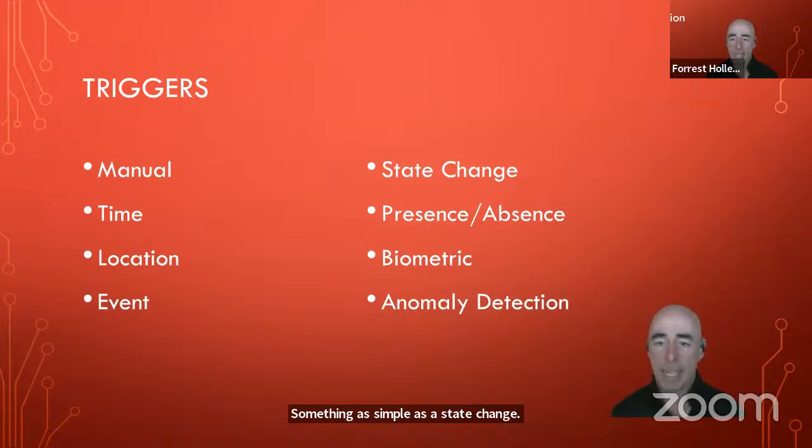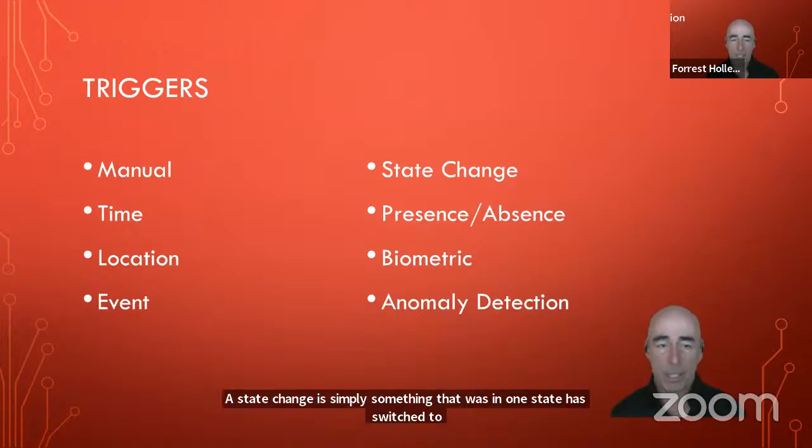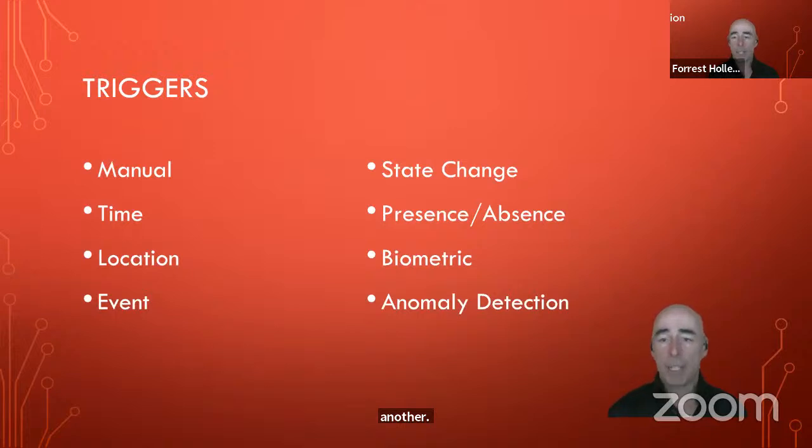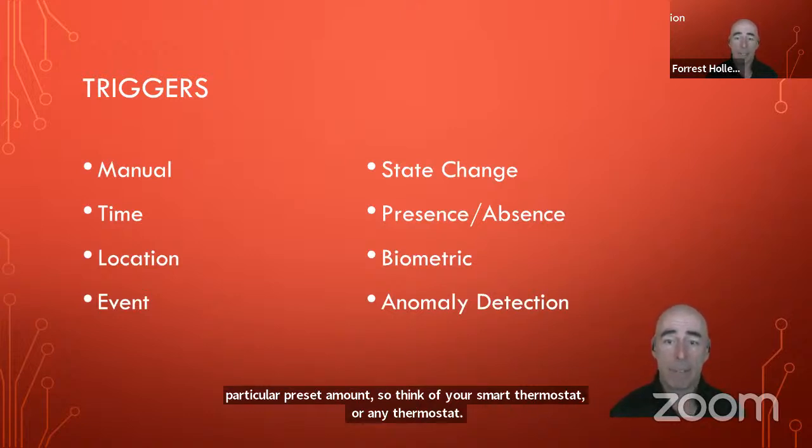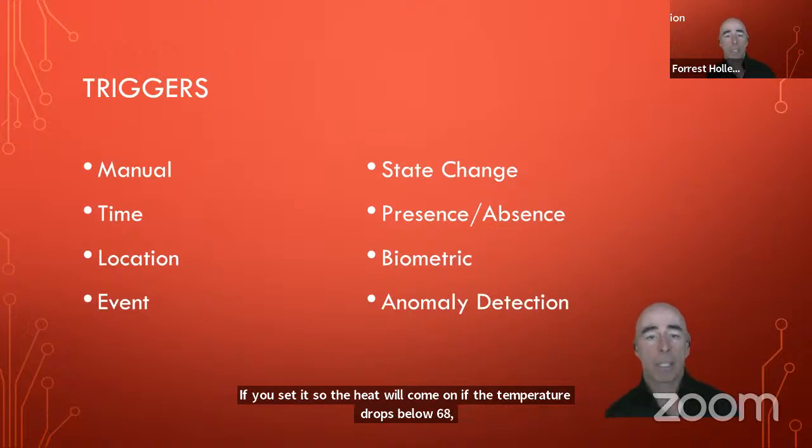So it could be a physical switch. It could be a temperature has reached a particular preset amount. So think of your smart thermostat or any thermostat. If you set it so that the heat will come on if the temperature drops below 68 degrees, that's a state change.